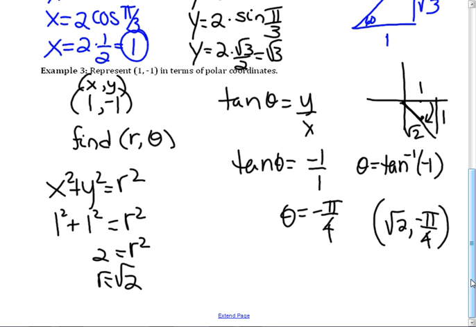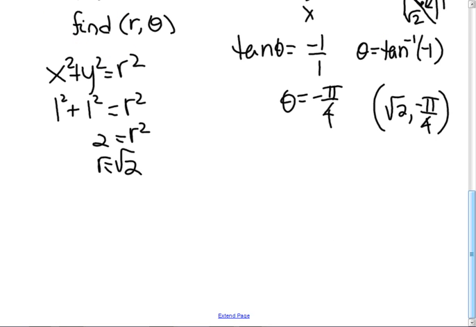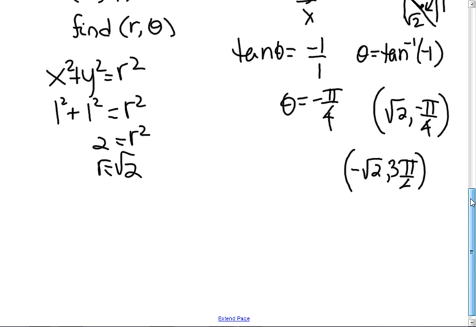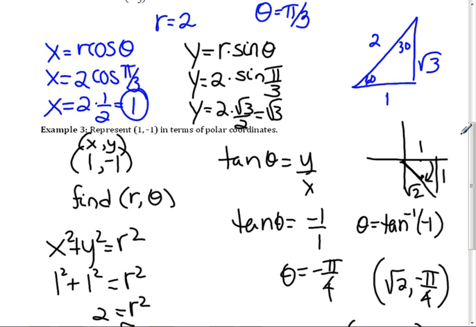How could you write this point a different way? Same point though, you could do negative square root of 2, comma, 3 pi over 4. Oh, 3 pi over 4? Okay, so 3 pi over 4 is 1, 2, 1, 2, 3, and negative 2 would go that way, yeah.